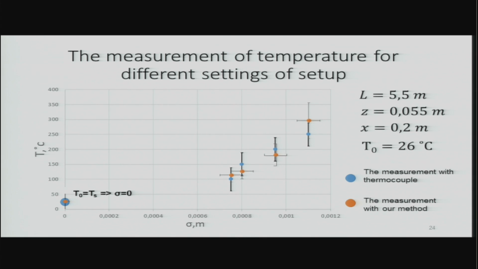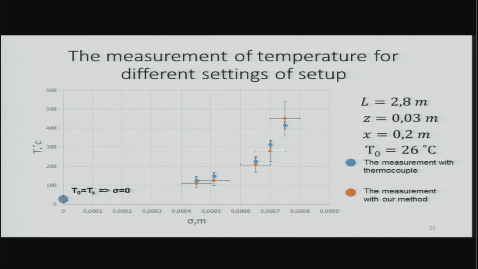From the first point, we can see that there is, of course, no deflection of the laser ray when the temperature of the surface is equal to the temperature of outer space. Here you can see the measurements of temperature for other settings of the stovetop, and you can see that there is also quite relatively high precision.